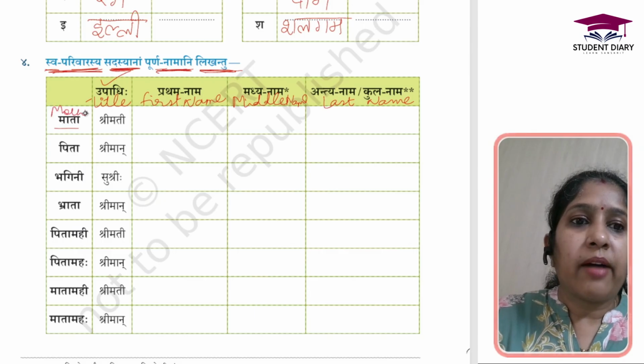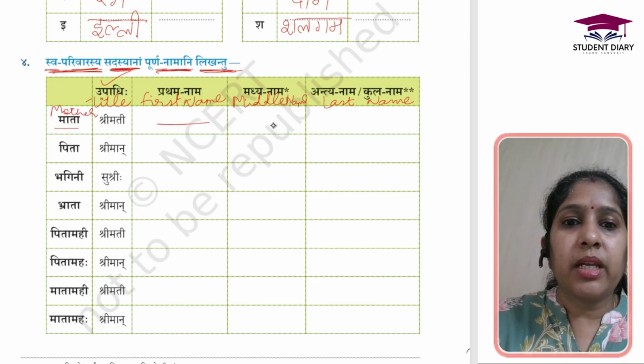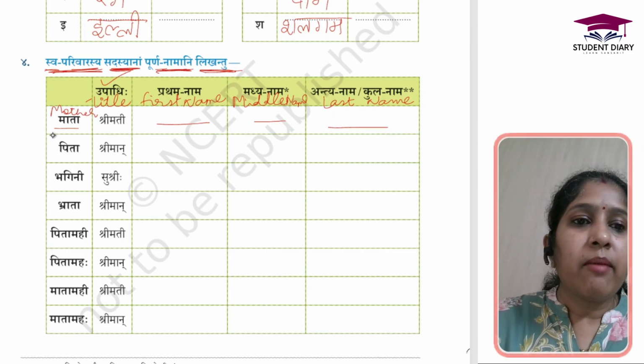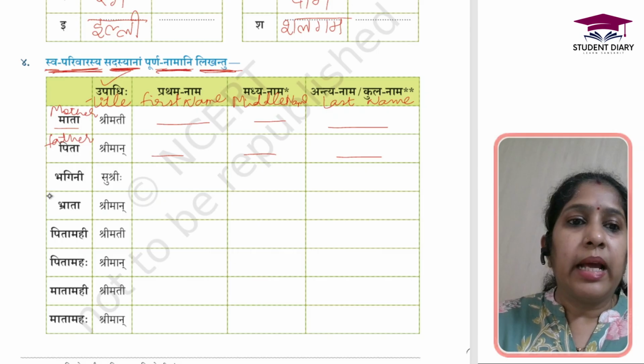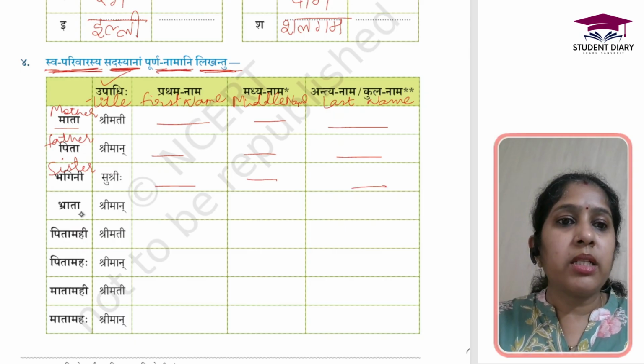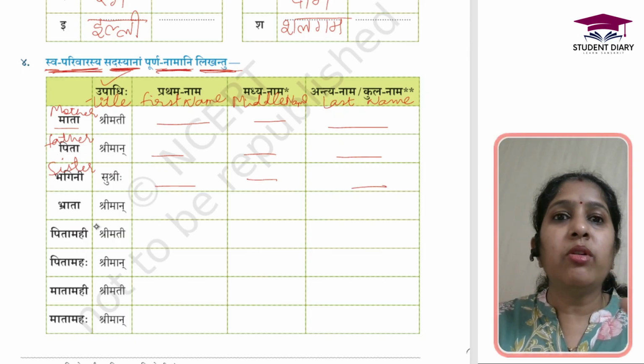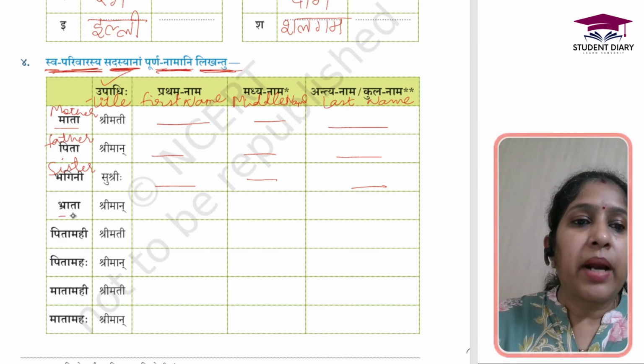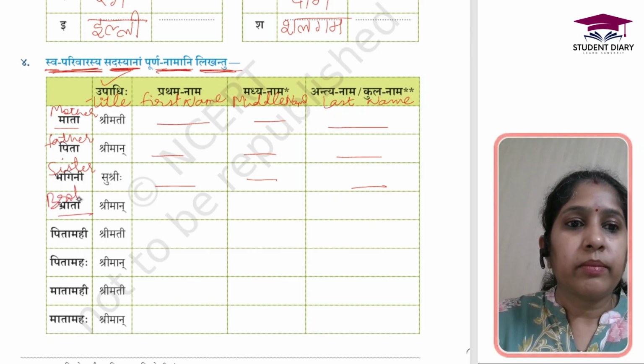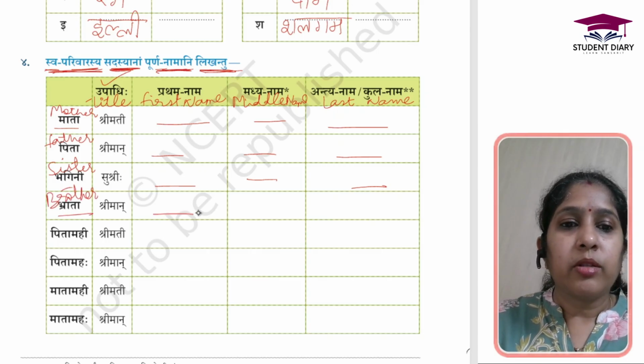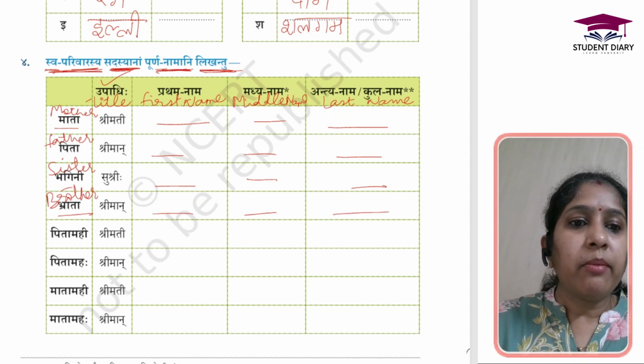Now, Mata is mother. So in the first row, you have to write your mother's full name, first name, middle name, and last name. Pita means father. So you have to write your father's name here. Then Bhagini means sister. So you have to write your sister's name here. You can write these relations in English, and then whenever you get time, you can write their names. Okay. Bhrata means brother.